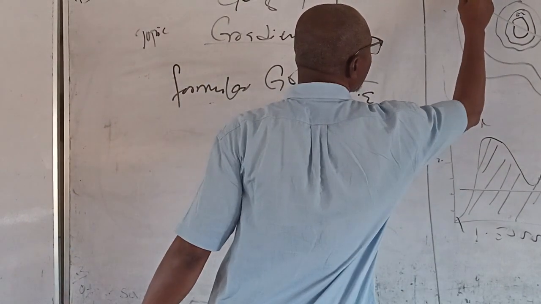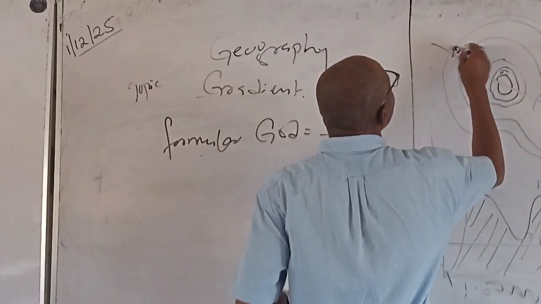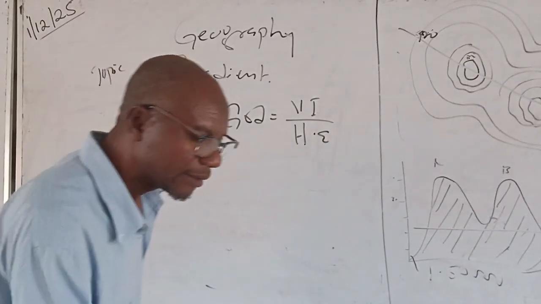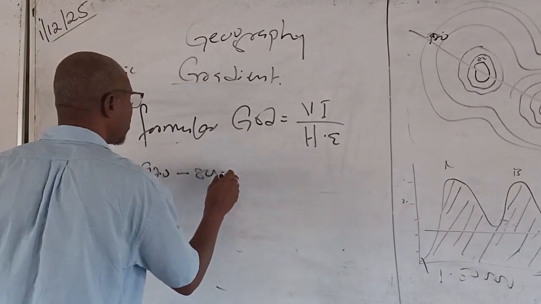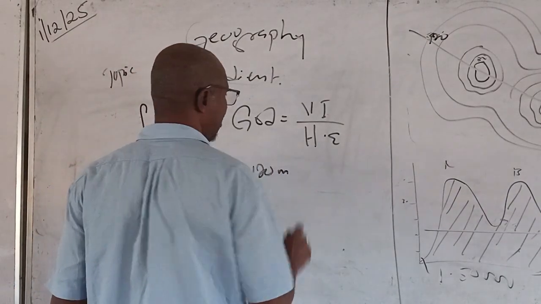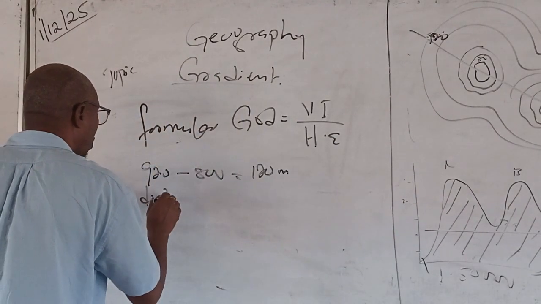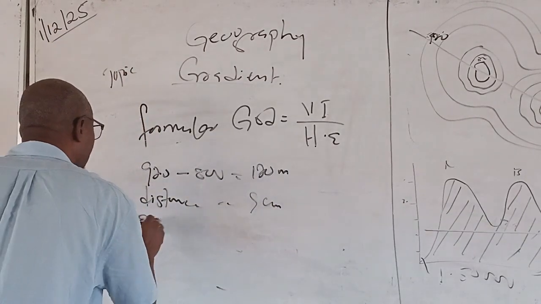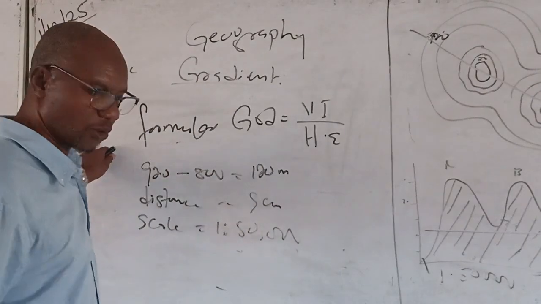920, yes, and 800. Now, apply this formula: 920 minus 800, you arrive at what? 120 meters. Now, the distance between them is 9 centimeters. The scale of the map is 1:50,000. This is the procedure.